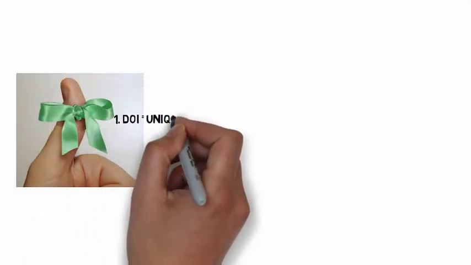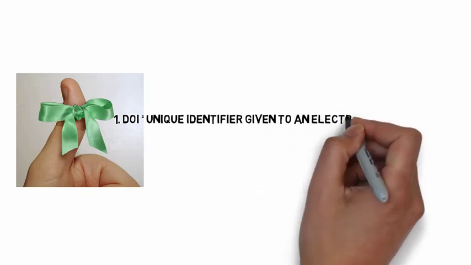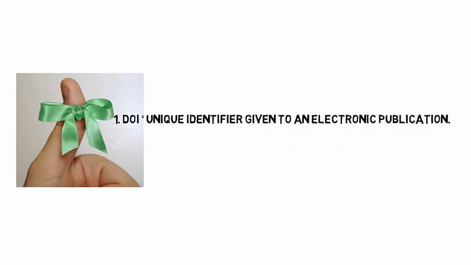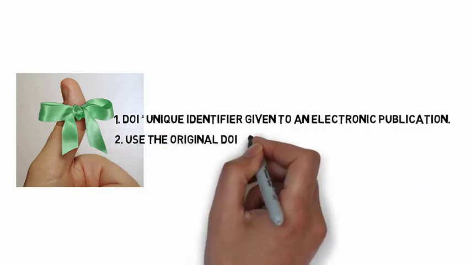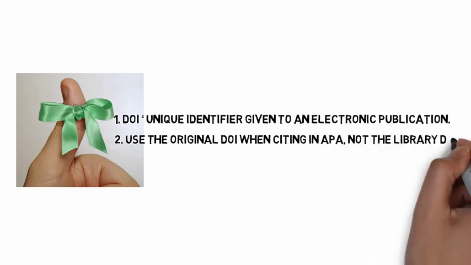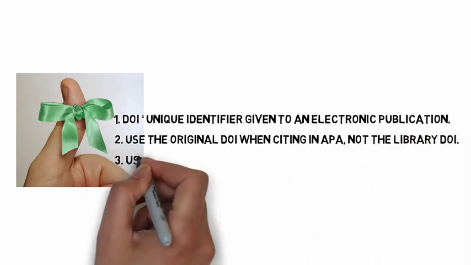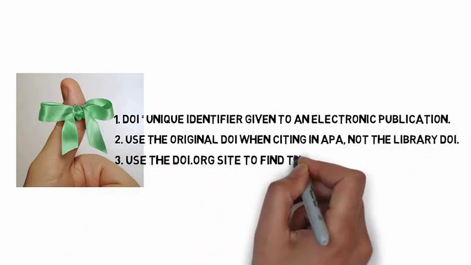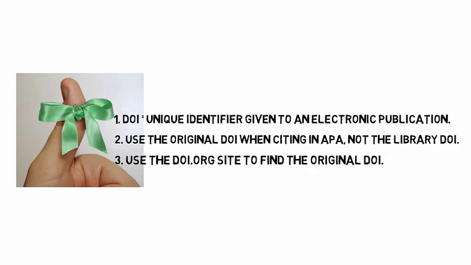So remember, the DOI, or Digital Object Identifier, is a unique identifier given to an electronic publication. Use the original DOI when citing in APA, not the library DOI, and use the doi.org site to find the original DOI.